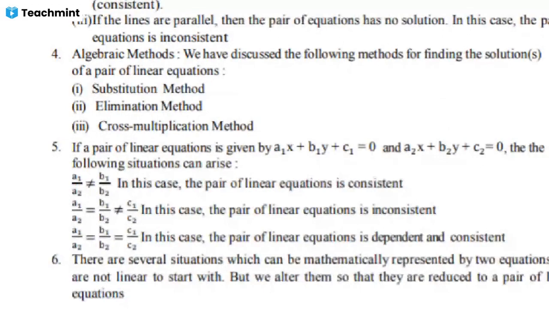So coming back to this, comparing the ratios. How are we comparing the ratios? When you have any two equations in two variables, a1x plus b1y plus c1 equal to 0 and a2x plus b2y plus c2 equal to 0, you should first write down the coefficients. So in these equations, a1x plus b1y plus c1 equal to 0, which are the coefficients?